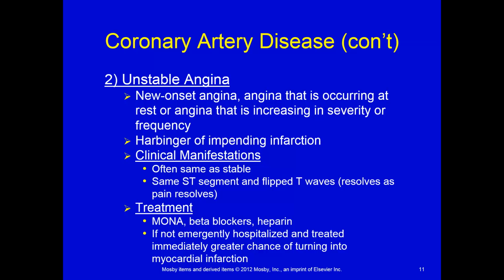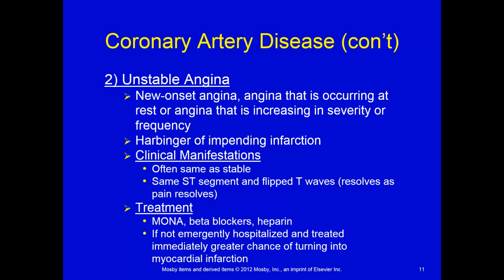Unstable angina is certainly worse than stable angina because it truly is a predictor of an impending infarction. So things are getting worse now. There's an increased severity of that occlusion of that coronary artery. And we're certainly worried about people coming with unstable angina symptoms of an impending MI, an impending infarction.